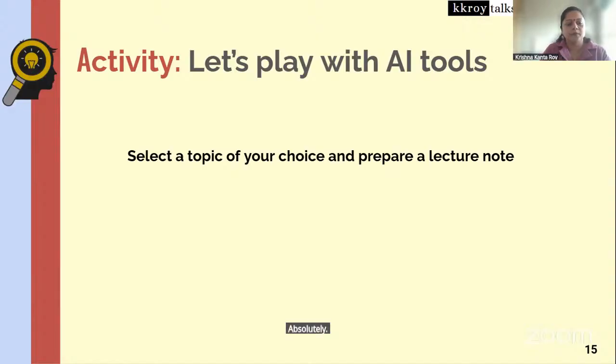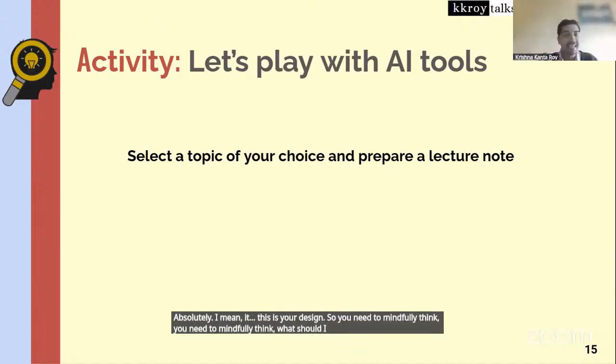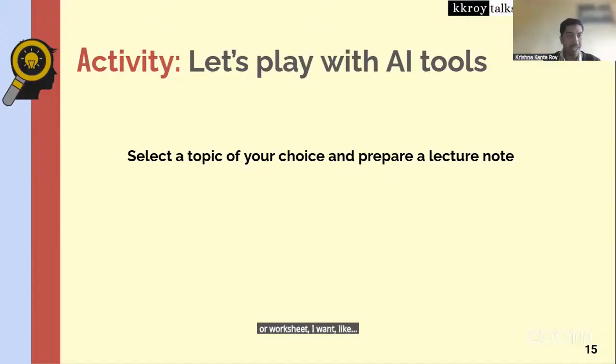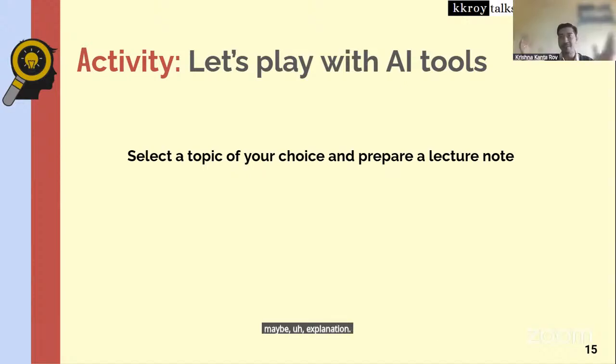Absolutely. I mean, this is your design. So you need to mindfully think: what should I tell AI? जैसे आपके लिए तो it's very clear that you will say, I have my notes, I want activities, and for those activities or worksheet, I want this. Like before that, Dr. K said that I will give an elaborated explanation, कि भाई मुझे ये चाहिए, I need all of this and then give me inputs. और कोई अच्छा एक एग्जाम्पल के तौर पे बताएगा.